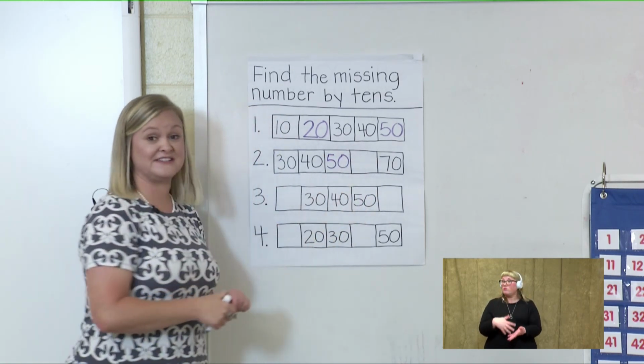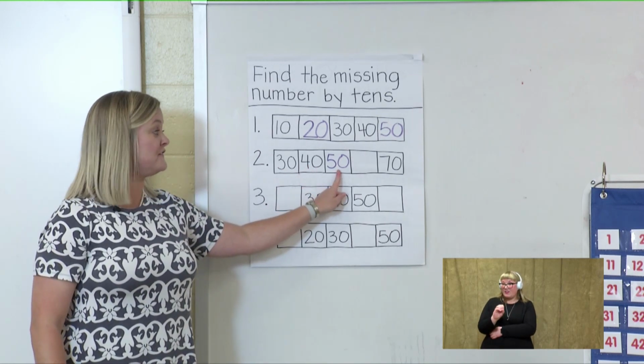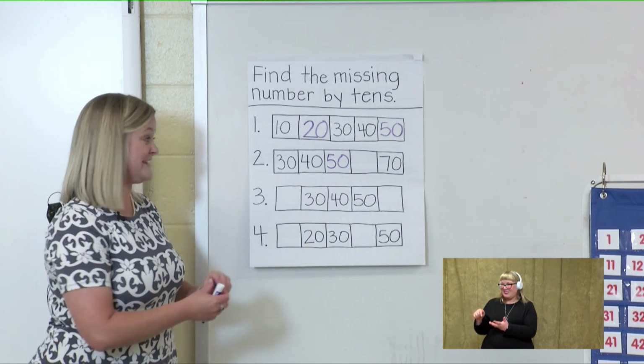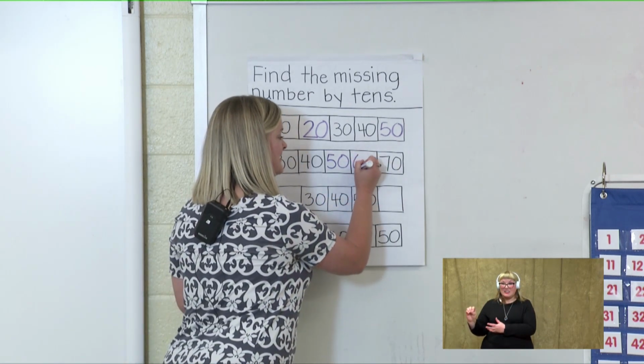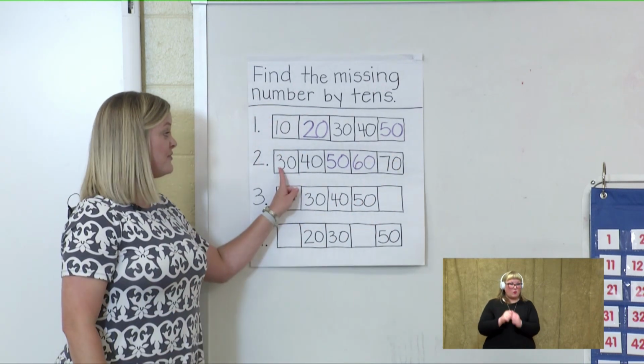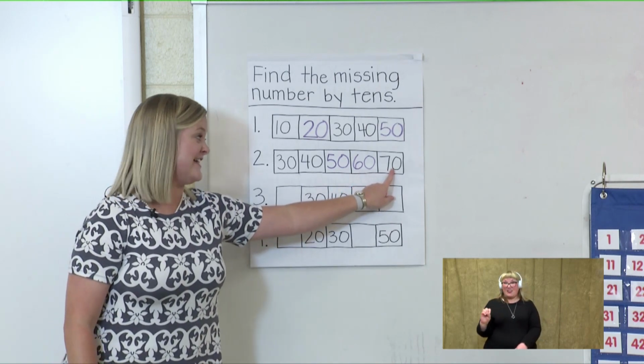Now let's figure out this number. 30, 40, 50. What do you think will go there? If you said 60, you are right. Let's count that one all together. 30, 40, 50, 60, 70.